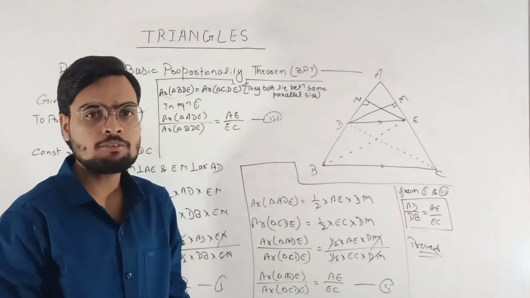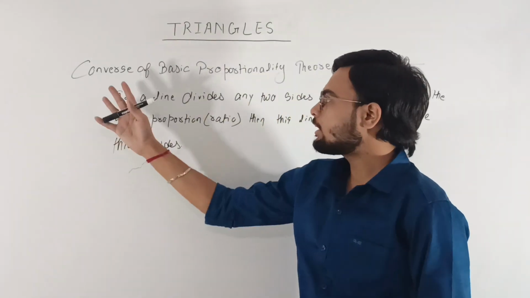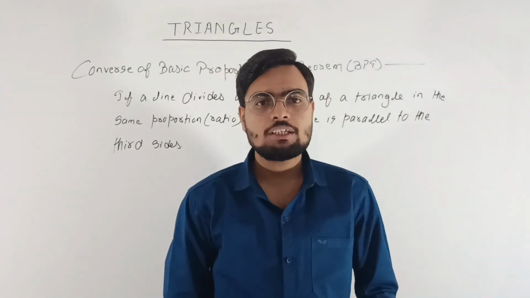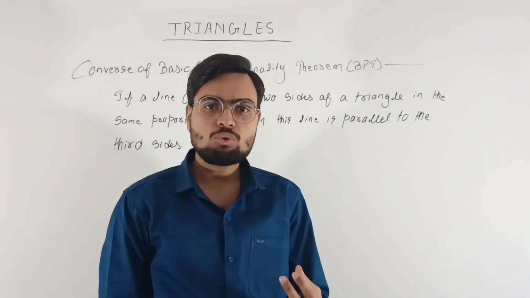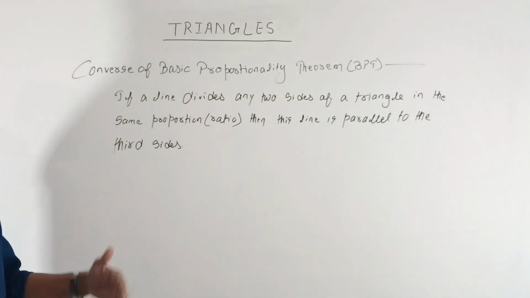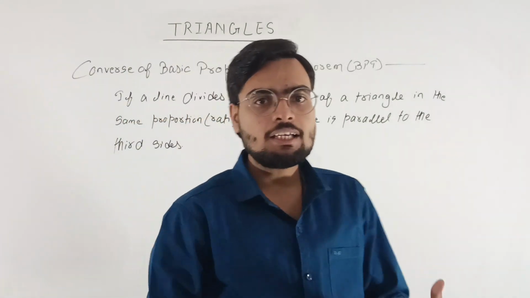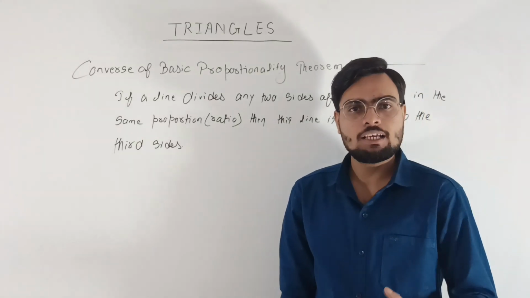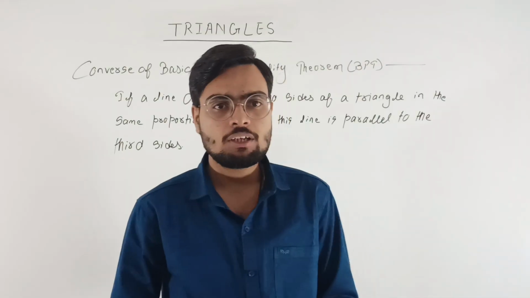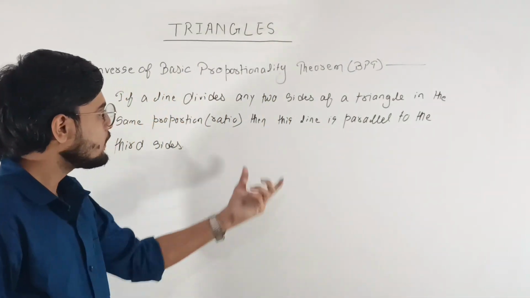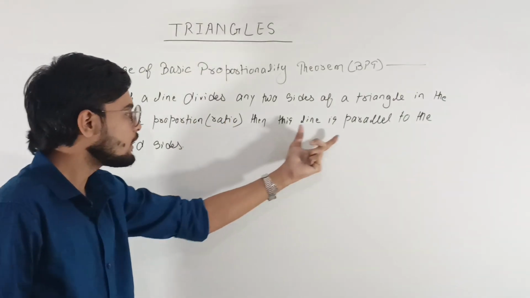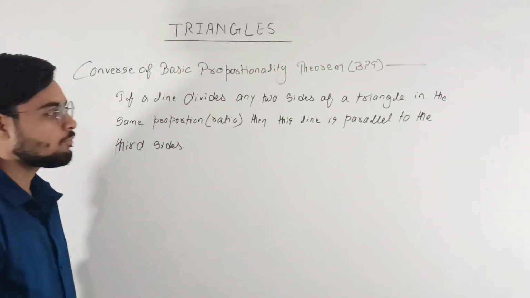It is proved. Okay. Now next we see the converse of the basic proportionality theorem, or converse of BPT. This theorem says, if a line divides any two sides of a triangle in the same ratio, then this line is parallel to the third side. BPT theorem says, if a line is parallel to any one side of a triangle, then this parallel line divides the other two sides in the same ratio. The converse says, if a line divides any two sides of a triangle in the same proportion or same ratio, then this line is parallel to the third side.